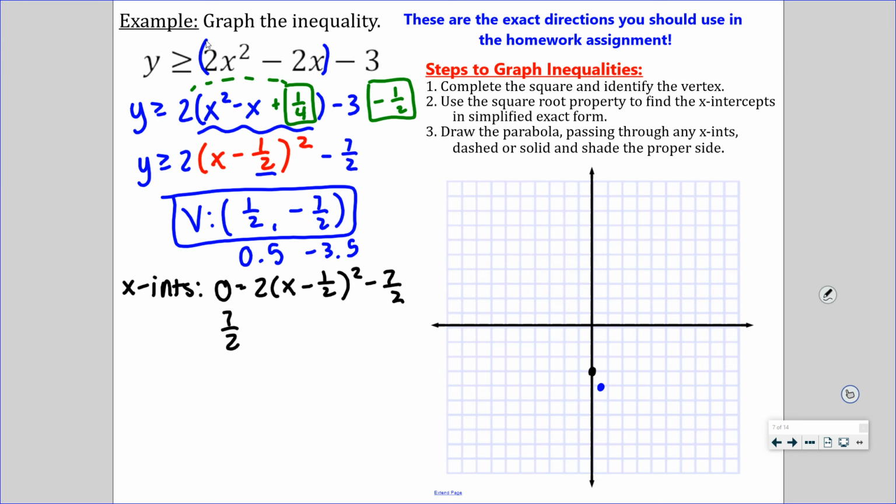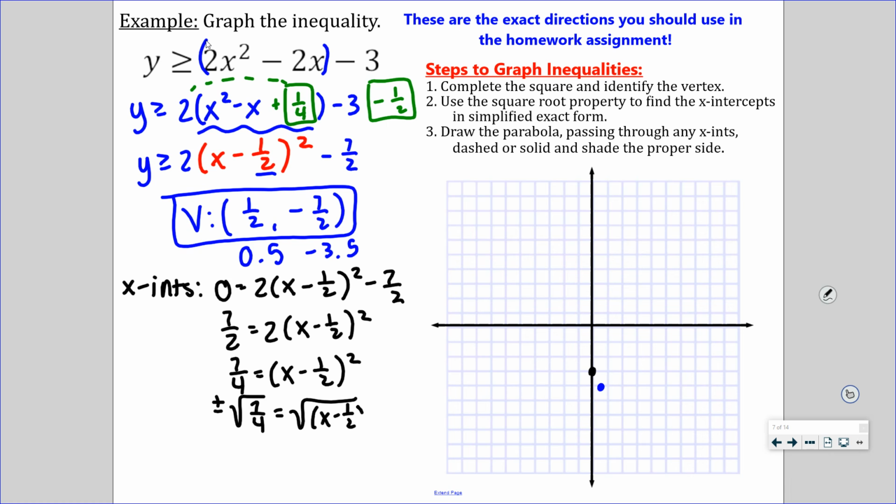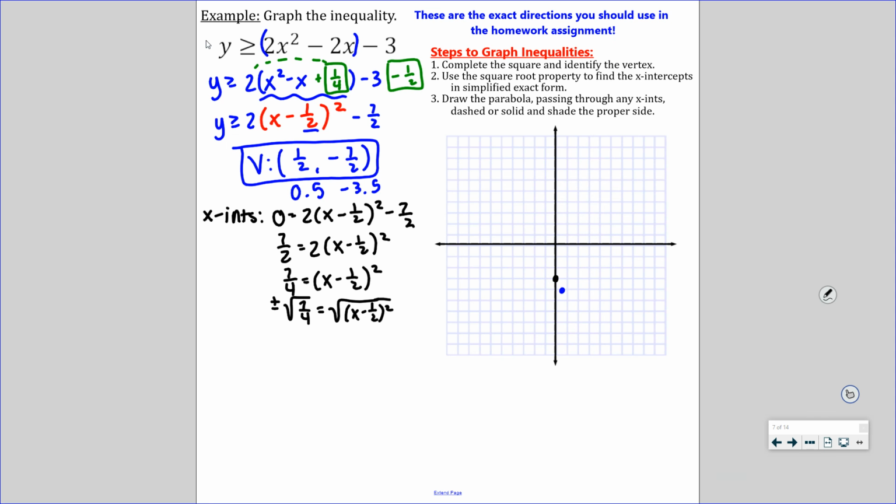Add over the 7/2. Divide both sides by 2, we get 7/4. Square root both sides. All right, and then I'm going to add over the 1/2. So I end up getting x equals 1/2 plus or minus the square root of 7 over the square root of 4, which is 2.